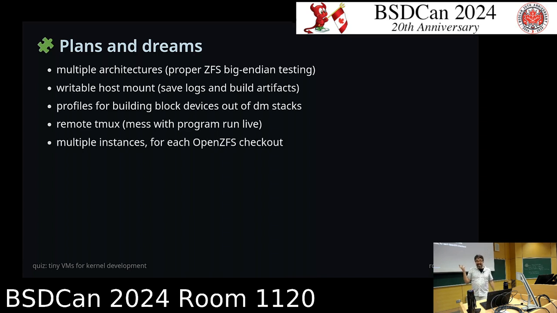At the moment, I only have one instance. It's in home code quiz. I'd like to be able to say each ZFS checkout has its own config that it's working against, its own thing. Because sometimes while I'm building and doing a longer test, I want to go over there and work on a different feature. And I sort of have to wait. But none of this is that much a big deal.